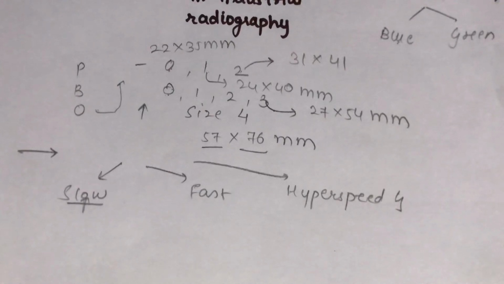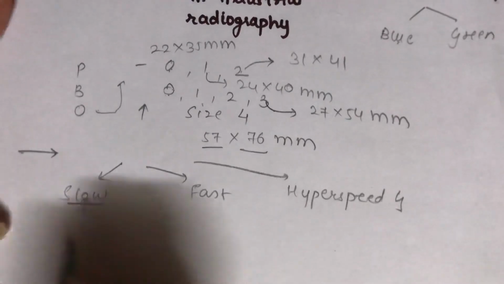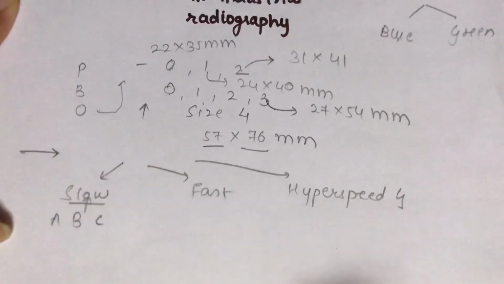This film gives better definition, but it requires more exposure, as these films are usually coated with the emulsion on one side only. So in slow speed they have one-side emulsion only, and they are denoted by A, B or C speed. So the slow speeds are the A, B and C speed.